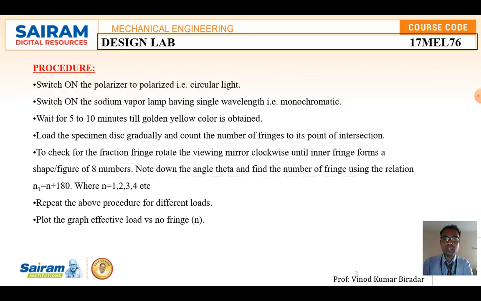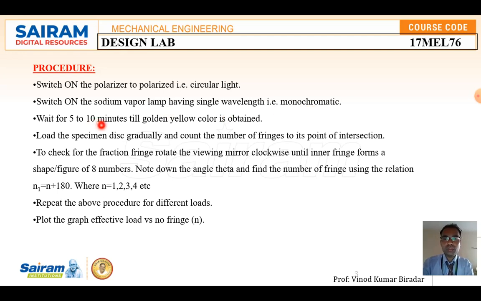To conduct the experiment, first switch on the polarizer light, that is the circular light. This light we call a sodium vapor light. That light is different, not like a normal light. Switch on the sodium vapor lamp for the experiment, hence you get sodium vapor light. Its wavelength is single, so it is also called monochromatic light.